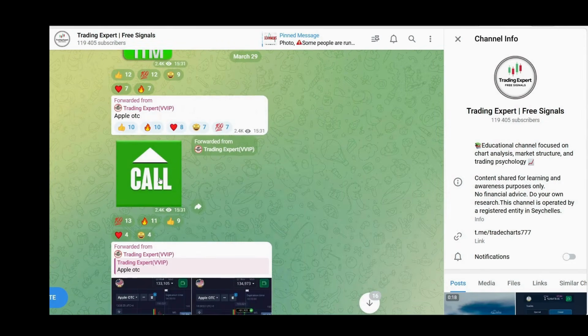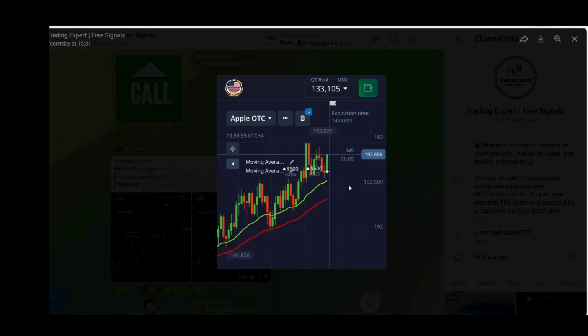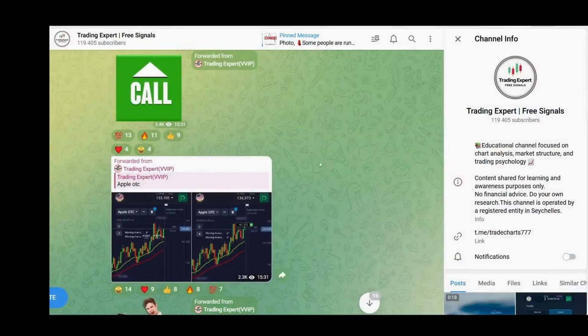Let's move on to the second trade, which we provided on Apple OTC for an upside call move. Here, you can see an uptrend, and the moving average was also present. That's why we provided a signal for the upside move. If you look closely, there was also a support level, which further confirmed the trade. This was another amazing win.